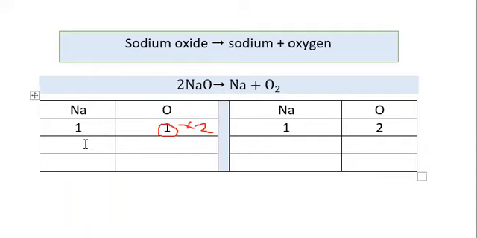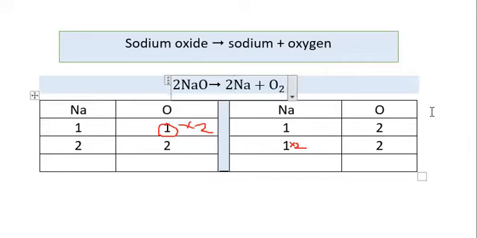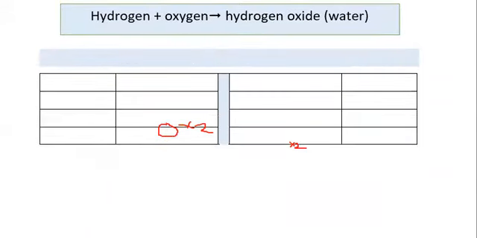Now let's tally it up. So now we have 2 Na's, 2 oxygens, 1 Na on the product side, and 2 O's. So the only next thing we need to do is bring 1 to a 2. So 1 times 2 gives me 2. And I just add my 2 before Na. And here I have my balanced chemical equation. It's always nice to write down the numbers in the end.